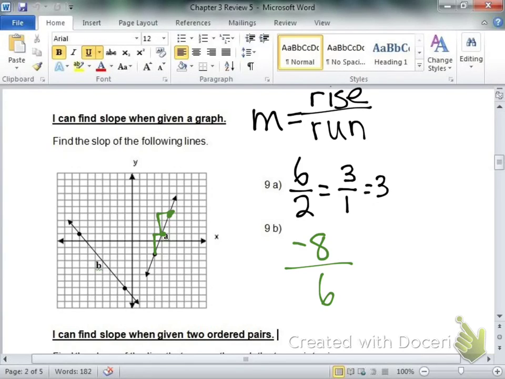Again, you can simplify here. They're both even numbers, so you can divide top and bottom by 2. That gives you 3 over 4. And once again, it makes sense because if you go down 4, 1, 2, 3, 4, and then go right 3, 1, 2, 3, you're on the line again. So really there's a point in between on line B. And then again you can go down 4, right 3, still on the line. Rise over run. Raise your hand if you have questions.